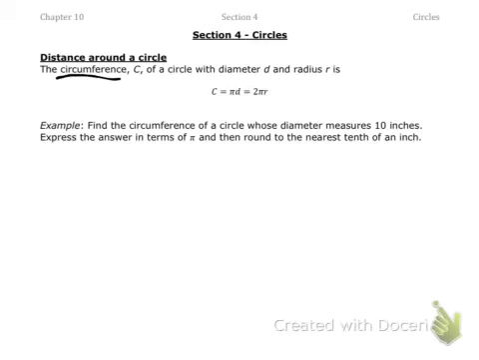For example, find the circumference of a circle whose diameter measures 10 inches, express this answer in terms of pi, and then round to the nearest tenth of an inch. Since we're given the diameter in this problem, we're just going to use this first formula, pi d, so it's going to be C equals 10 pi. And that's how we express this in terms of pi.